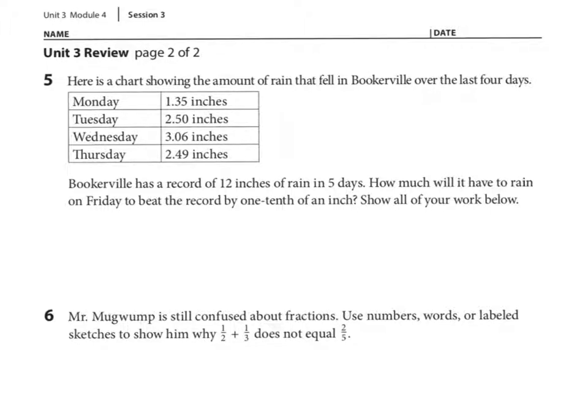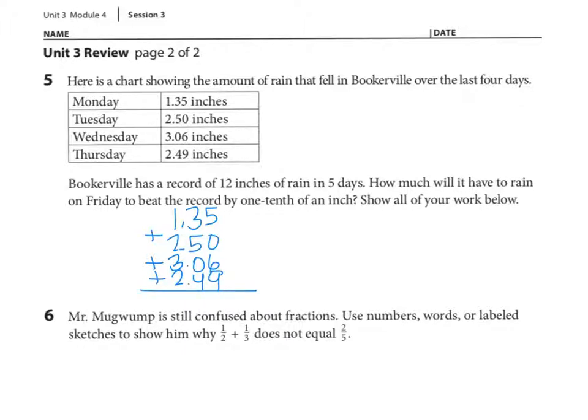And so we're trying to figure out how much it is going to rain on Friday. As we see, we have already the rain on Monday, Tuesday, Wednesday, Thursday. So we first need to find out the total. So we're going to add those 4 numbers together: 1 and 35/100 plus 2 and 50/100 plus 3 and 6/100 plus 2 and 49/100.